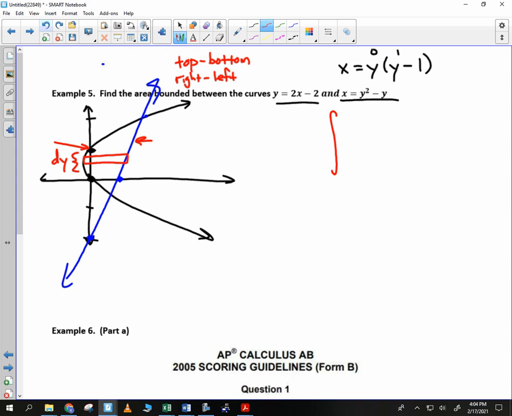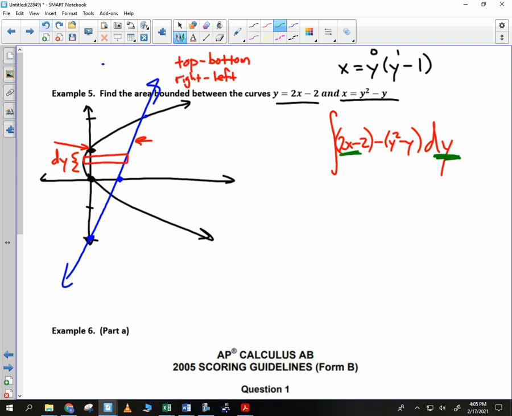Integral, thickness is dy. We do not do top minus bottom, but right minus left. So the right is the 2x minus 2, and the left is the y squared minus y. Now this is problematic because, as you notice, I have two different variables. Can you guess whether I want to write this in terms of y or in terms of x? Sure enough, dy tells me that I need to write it in terms of y.